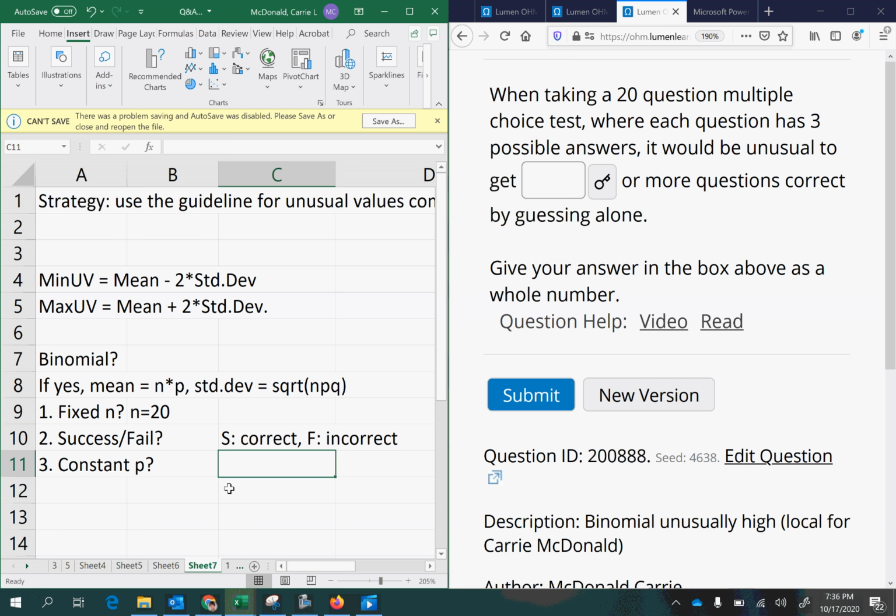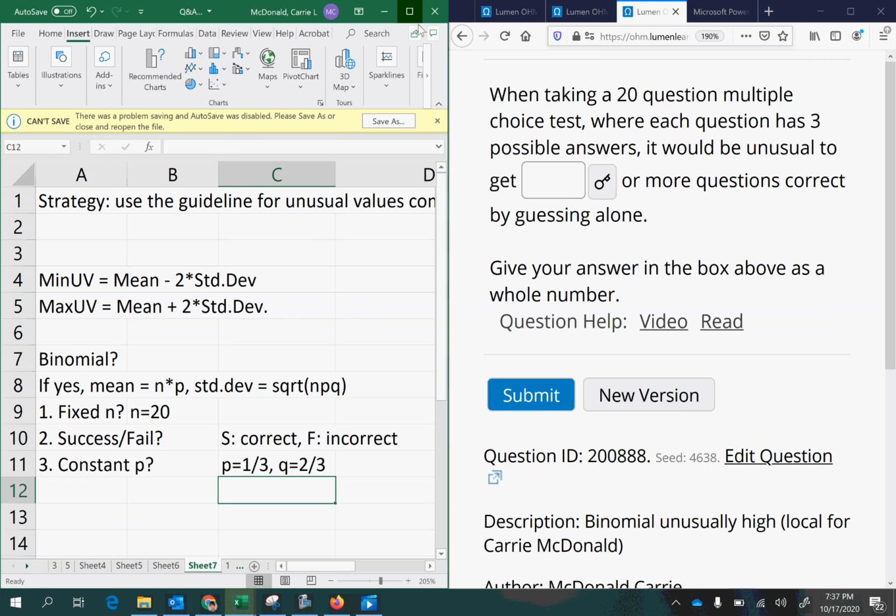What about the probability of success? Well, if we consider a success to be a correct answer, then the probability of success would be, since there are 3 possible answers and only 1 would be correct, 1 out of 3. And then the probability of failure would be 2 out of 3. The other 2 answers would be incorrect out of the 3.